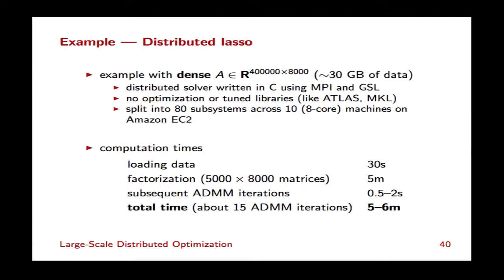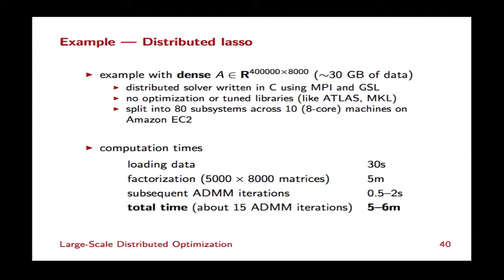It splits into 80 pieces and is done on 80 cores. So here's what it takes. Just loading the data is 30 seconds. A factorization that's split into 5,000 by 8,000 matrices takes 5 minutes. By the way, that's how long it would take you to do least squares on this thing if you knew how to do distributed least squares and did it correctly. If you got all 80 cores running flat out, 5 minutes later they'd be combined and you'd get a solution. Otherwise, it would be 80 times that on a single machine, right?